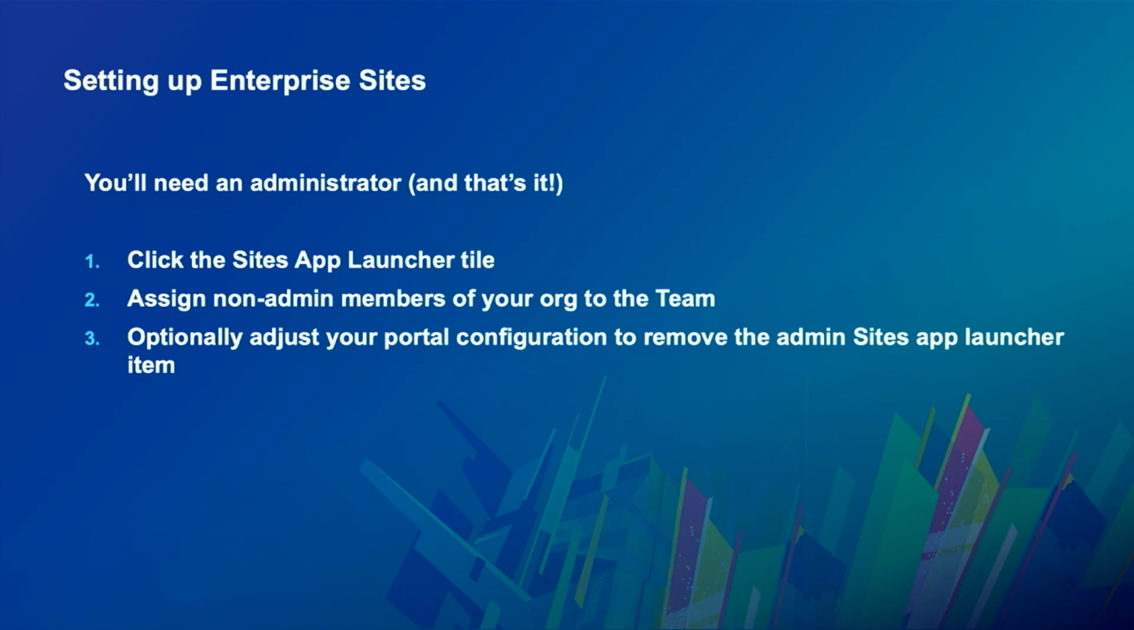And optionally, that site app launcher tile is there for all admins out of the box in Portal 10.6.1 and greater. When we initialize the app, we make a reference to the app and put it in that same team. So as you add users to the team, they get the app launcher as well. Admins get it too, so if it really bugs you, you can turn it off. There's a doc article about how to do that in the Enterprise documentation.